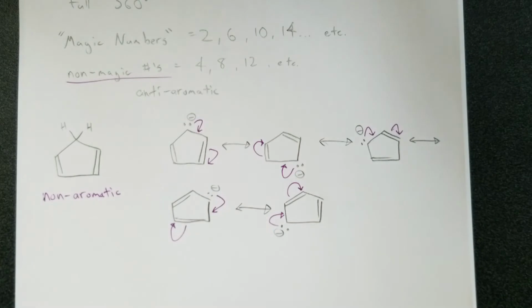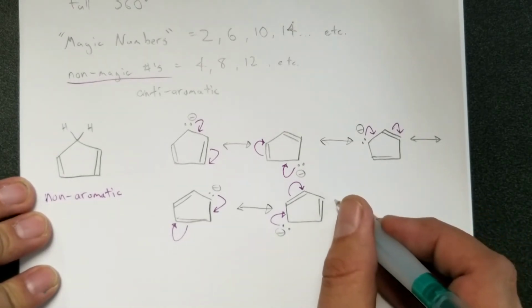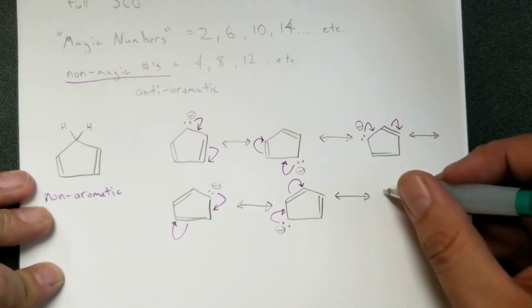So if you're able to do this kind of resonance where you go around the full 360, you get back to your starting point, and you have a magic number of pi electrons you're moving around, the compound is aromatic. So we have a lot of conditions here that must be met.